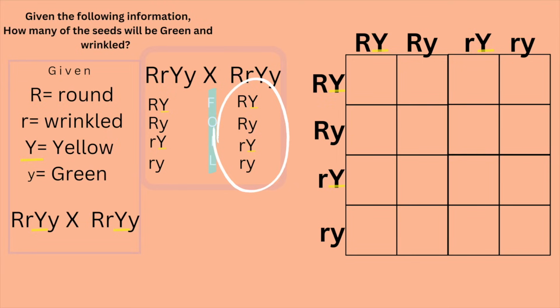So let's fill in a couple of these together. First, we have big R, big R, big Y, big Y. Next, we have big R, big R, big Y, little y. Next, we have big R, little r, big Y, big Y. And I'm just going to go ahead and give you a few minutes so that you can try and fill out the rest. Take your time because this part is really crucial to getting the correct answer.